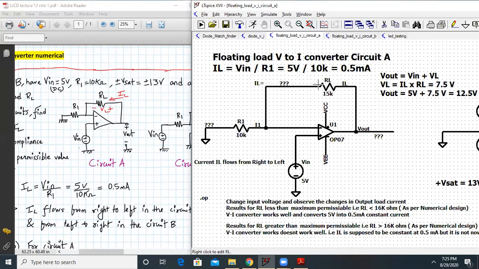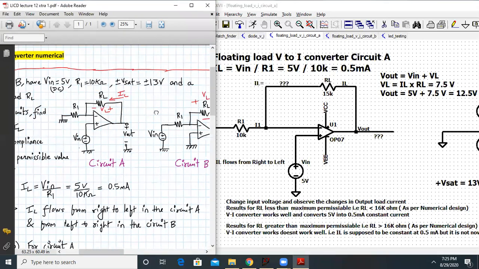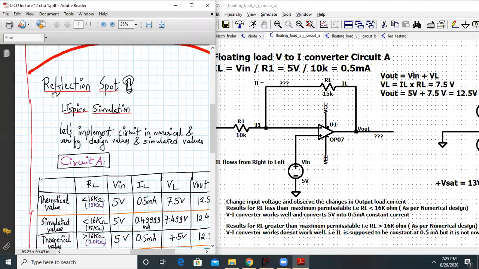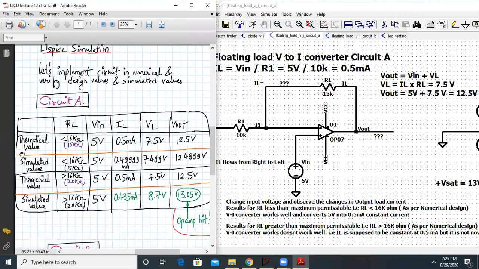Okay, and we have to find the value of RL. So that's what we will do. Let us see the table now. First, RL should be less than 16 kilo ohm. We have selected 15 kilo ohm. So here in this circuit we have 15 kilo ohm. V in is given, IL is already taken care of, 0.5. VL is something new. This is 7.5 volts.